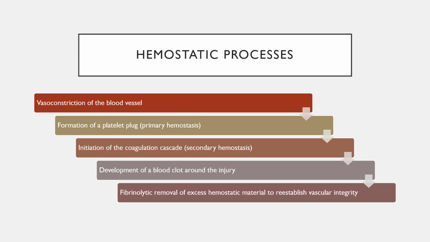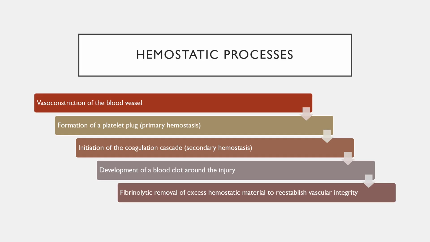In order for us to maintain successful hemostasis, there is a process that must occur. Initially, when we have a site of injury, vasoconstriction of the blood vessels surrounding the injury will occur. This is to divert blood flow away from the site of injury to kind of try to minimize bleeding.